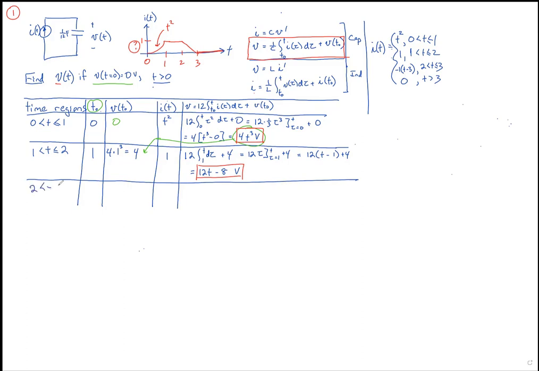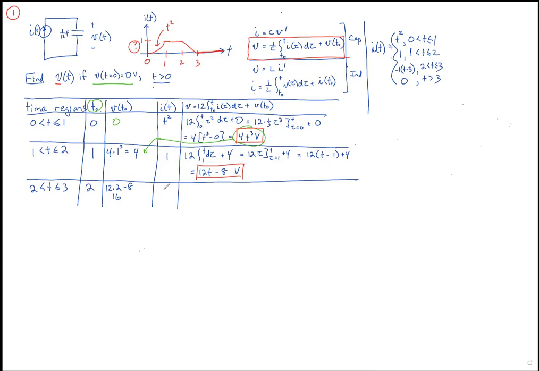So we've got this time region, and we're beginning at time 2. The initial condition is what is the voltage at time 2? We've already figured out what it is in this time region, so we'll just plug in 2 here. It's going to be 12 times 2 minus 8. 24 minus 8 is going to be 16.